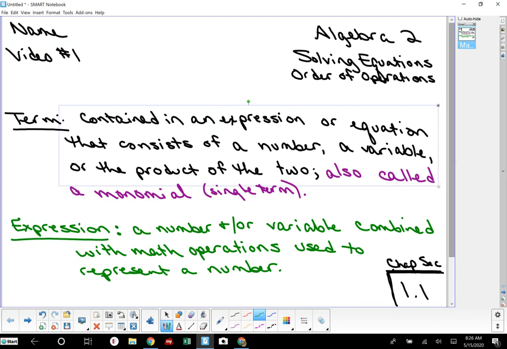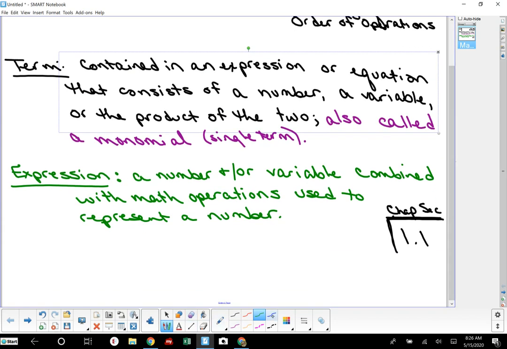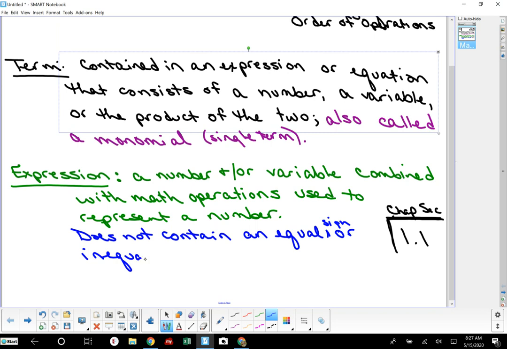Okay, and this additionally does not contain an equal or inequality. Equal sign. Put the word sign in here. Or inequality symbol. Inequality symbols are things like greater than, less than, greater than or equal to, less than or equal to, or not equal to. Okay, so that's an expression.